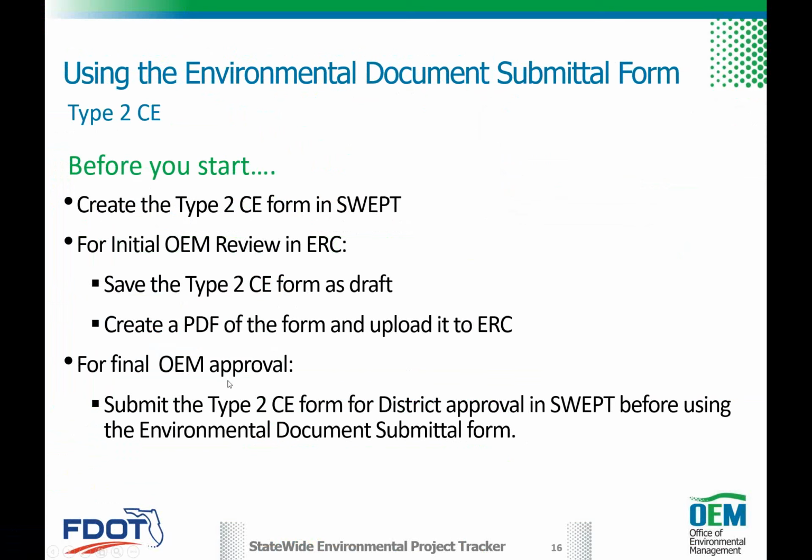When it's in the final OEM approval, we're submitting the Type 2 form for district approval in SWEPT before you do the routing sheet. If you're at the request for approval stage, you want to make sure that the Type 2 is completed and it's signed off locally, that the project manager and the environmental manager have approved it electronically, and that the document itself has everything that it needs to, because once you do the routing sheet and you move it up to OEM, it kind of locks down everything. All that stuff is now being reviewed for the approval process.